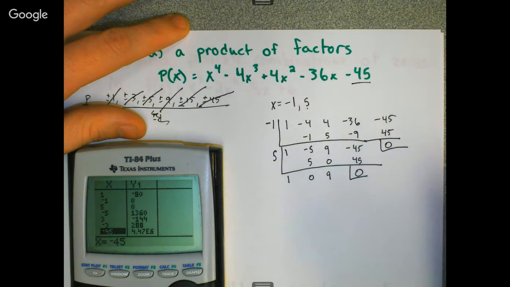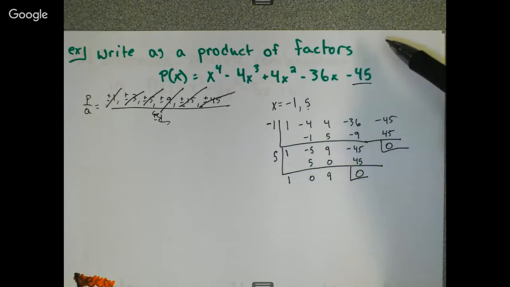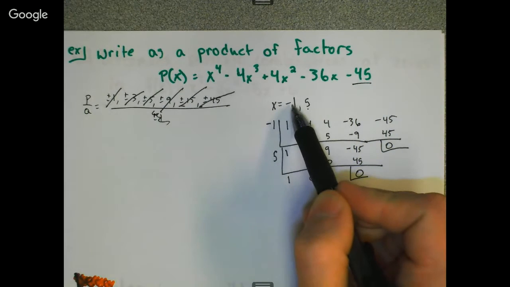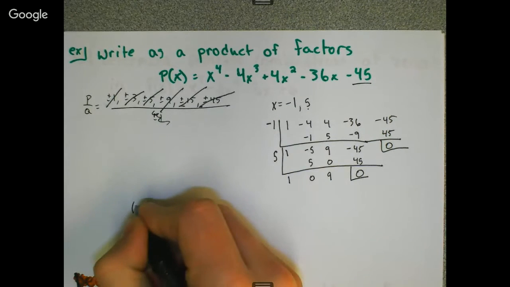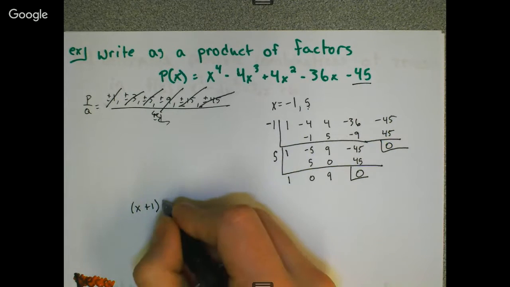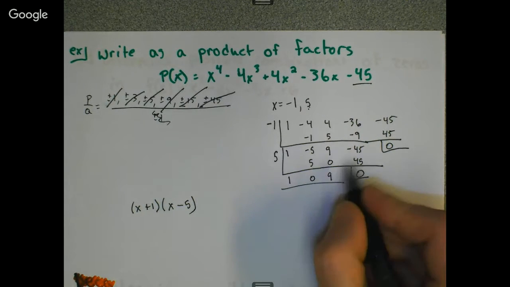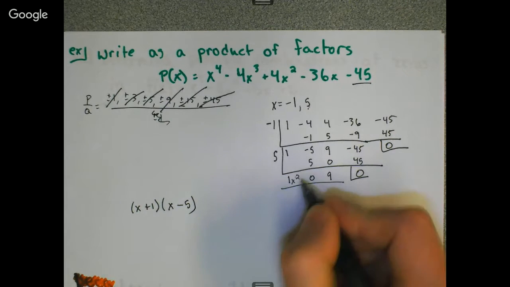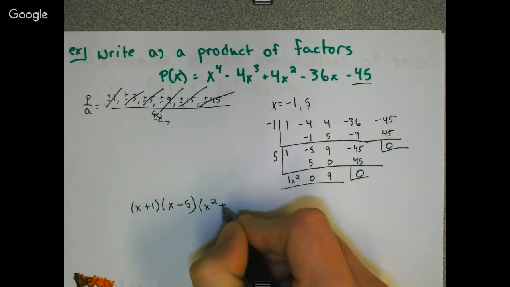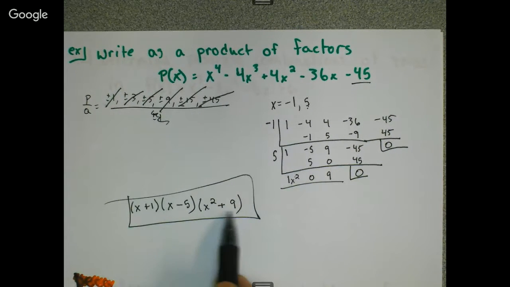I get 0. So the question said write it as a product of factors. Since negative 1 was a 0, x plus 1 is a factor. Since 5 was a 0, x minus 5 is a factor. Now when I factor those out, I get this left: x squared plus 9. Which is my answer, because I'll get imaginary zeros here, and we'll talk about that later on down the road.